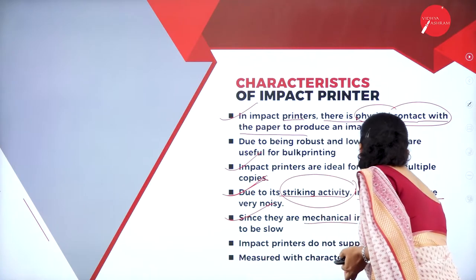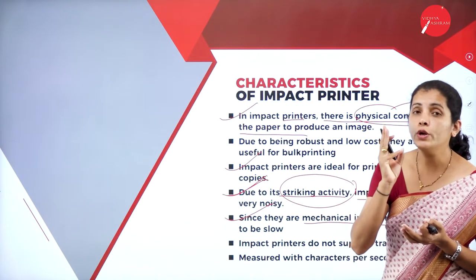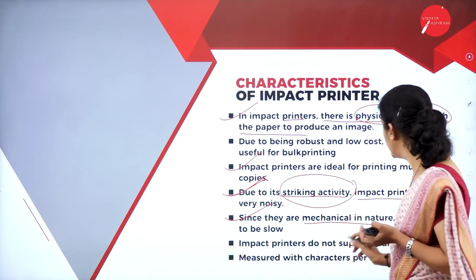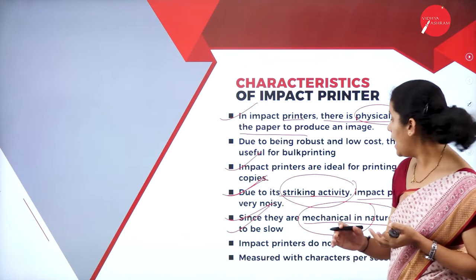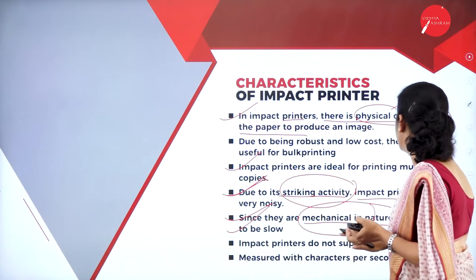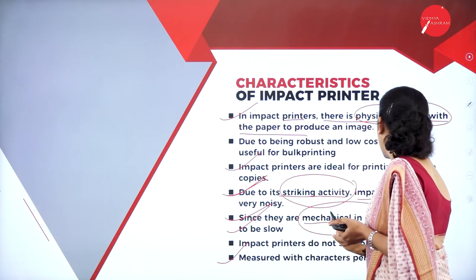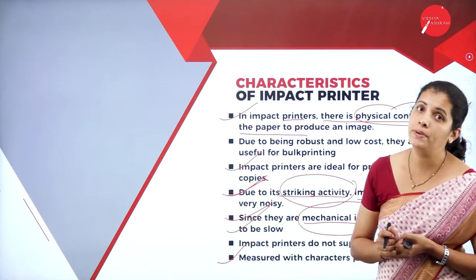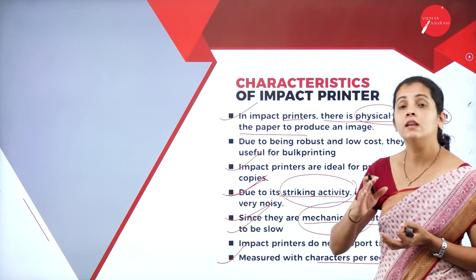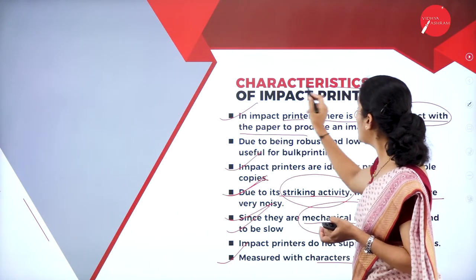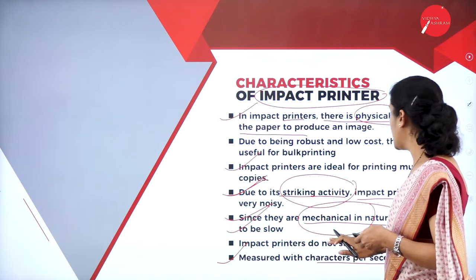Since they are mechanical in nature, they tend to be slow. Because each time the printing head hits the ink ribbon and it is mechanical in nature, the printing speed is very low. And impact printers do not support transparency. The next characteristic is the measured unit, characters per second. That means the printing speed of printers is measured in terms of characters per second or lines per second, etc. But here we have impact printers, so the speed of the printer is measured in terms of characters per second.